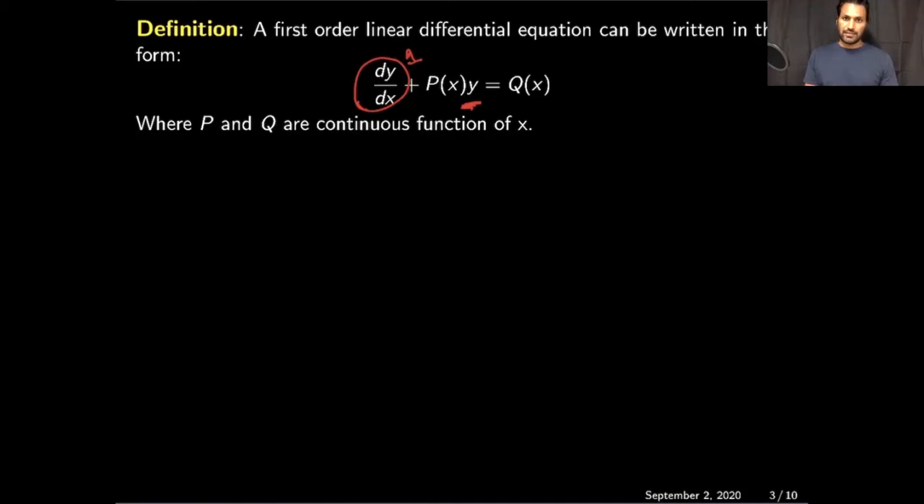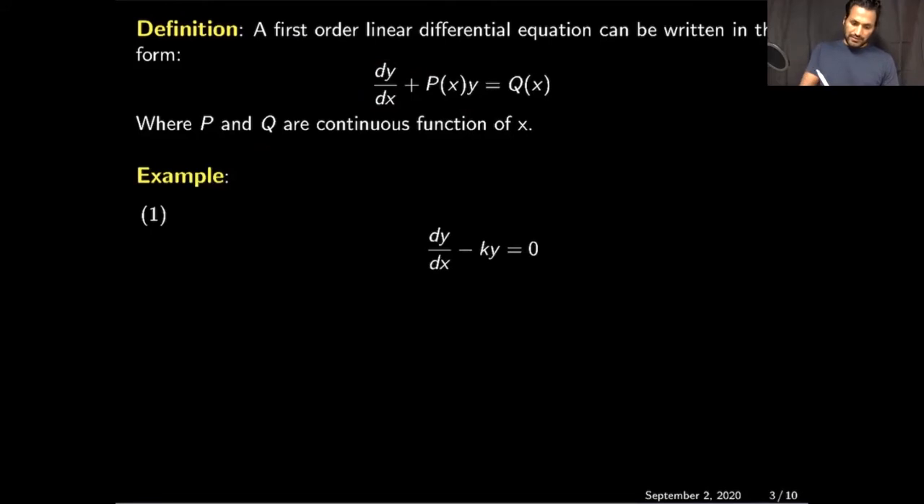And this is the standard form of the first order linear differential equation, where p and q are both continuous functions of x. Here is one example. In this example, this is a first order linear differential equation. Our p of x function is minus k, because whatever the coefficient of y is, that is the p of x function, and the q of x function, which is on the right hand side, is the 0 function.